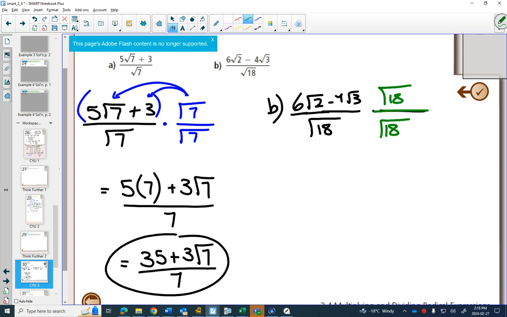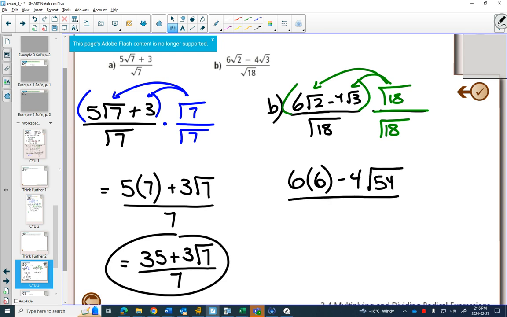That makes logical sense. So this works out well. Put this in brackets. I'm going to have to distribute, and I'm going to get root 2 times root 18 is root 36. Can you see that that's just going to be 6? Second number is 4 times 1 would be negative 4, and root 3 times root 18, root 54 over 18 on the bottom. So now I have 36 minus 4 root 54 over 18.